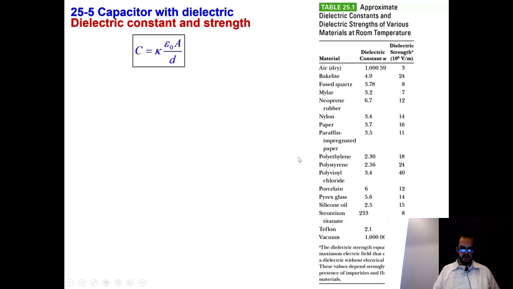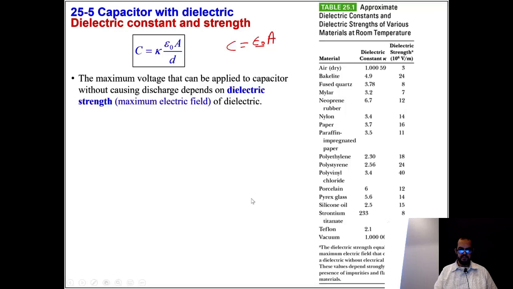All right. So, what is the new equation for a capacitor? Previously, we said capacitance C is epsilon 0 A over D for a parallel plate capacitor. The new value becomes kappa epsilon 0 A over D. So you basically multiply epsilon 0, in any of the equations that we have seen before, by kappa. That's the new value.